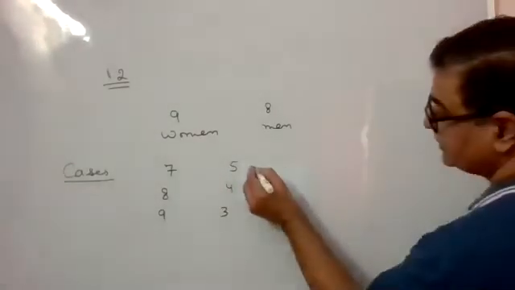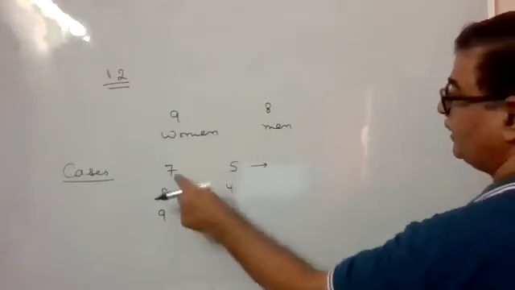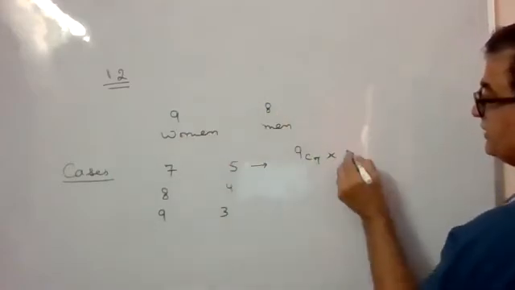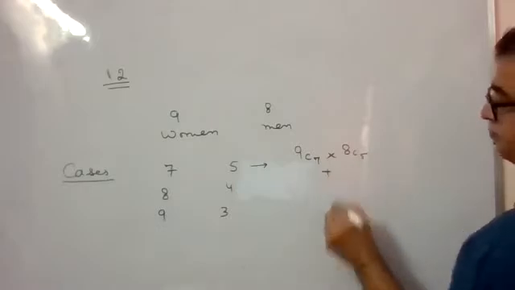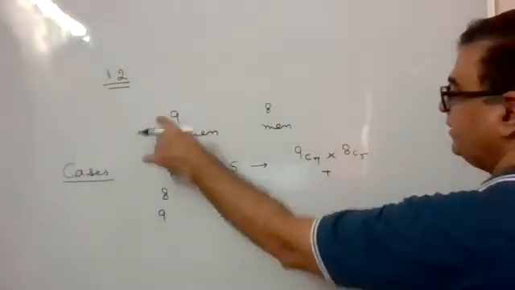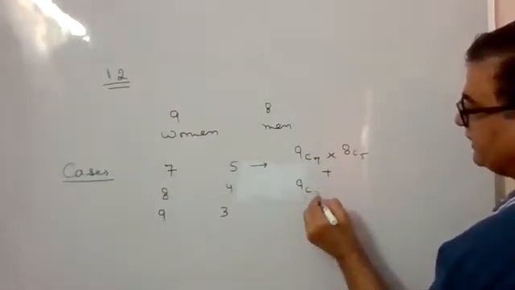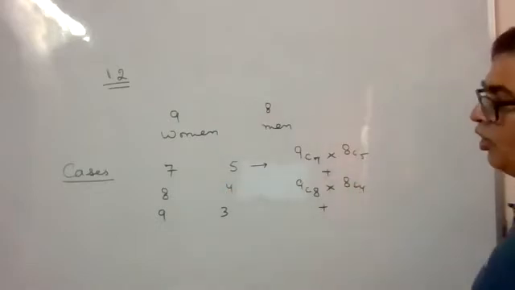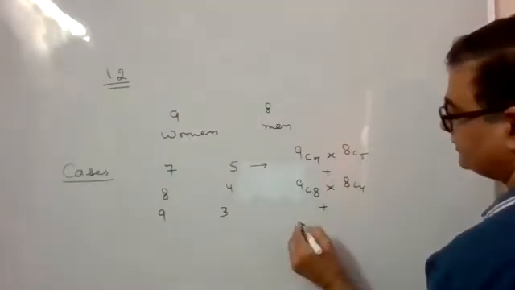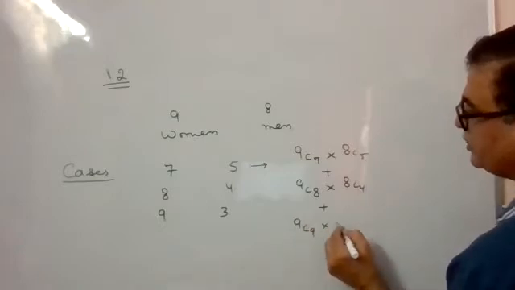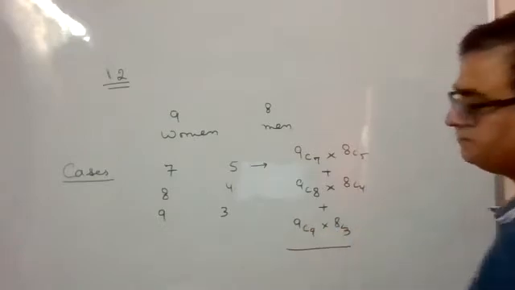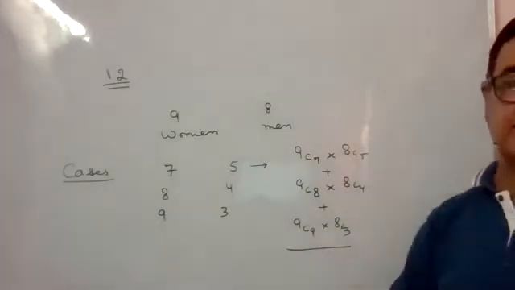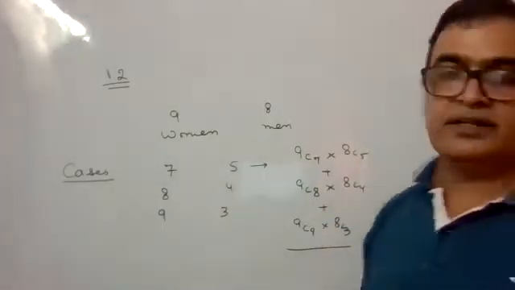So here when you take a selection of this, out of 9 I'll be selecting 7 into 8C5, plus second time 9C8 into 8C4, or out of 9 it's 9, so 9C9 into 8C3. So the answer will be this plus this plus this. That is the answer we have. We can get the answer easily.